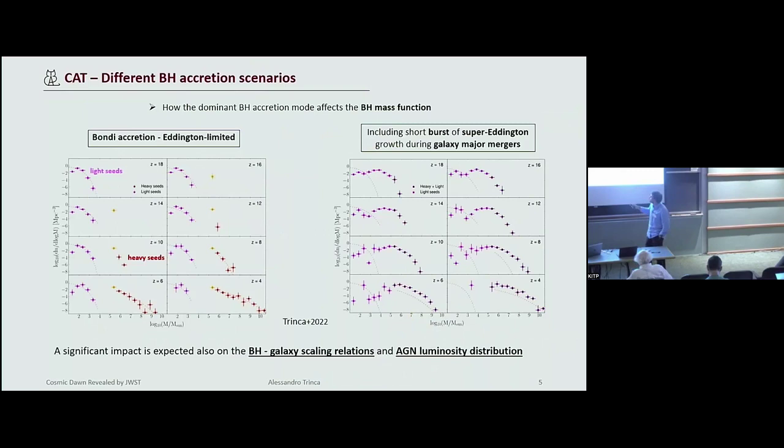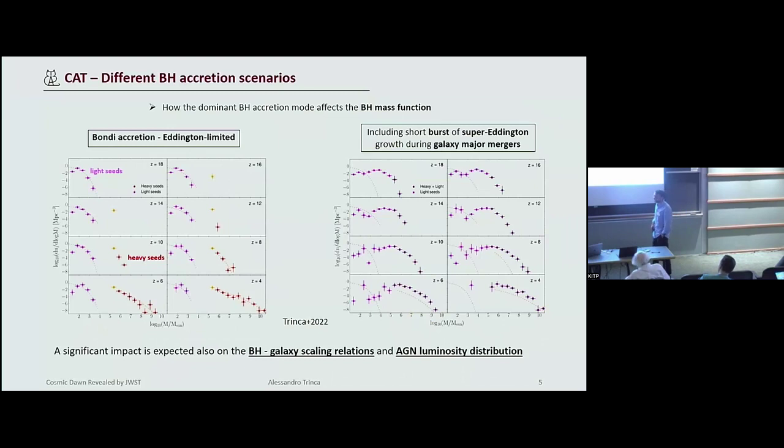And so here you can see how the black hole mass function changes across redshift if you assume, for instance, a standard Bondi accretion on the black hole limited at the Eddington rate, or if you consider on top of this model, if you allow the black hole to grow efficiently at high accretion rates up to the super-Eddington regime, but just for a short period of time, linked to the major interaction of its host galaxy, and in particular to major merger events for its host galaxy.